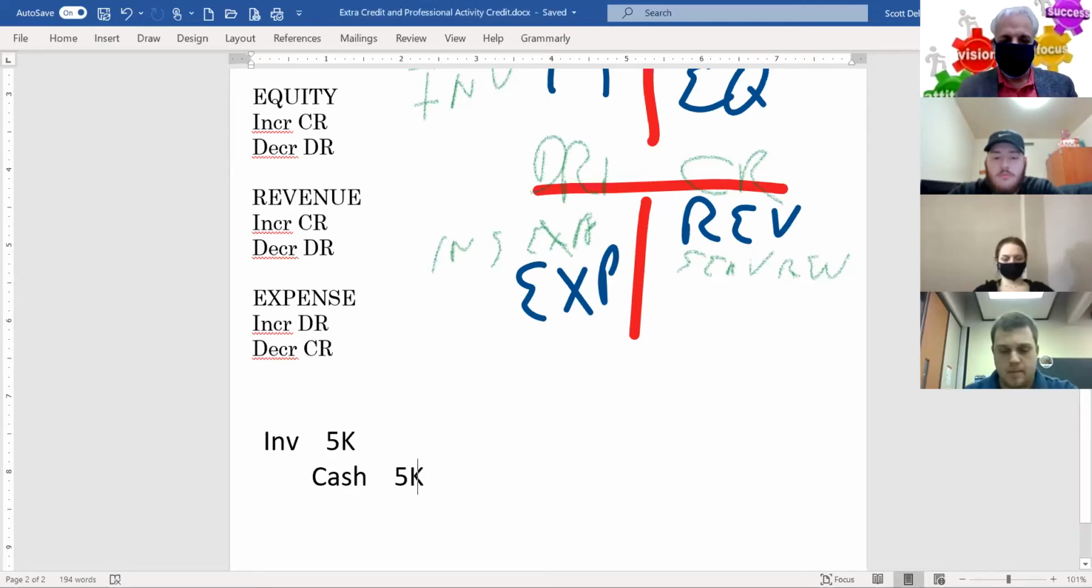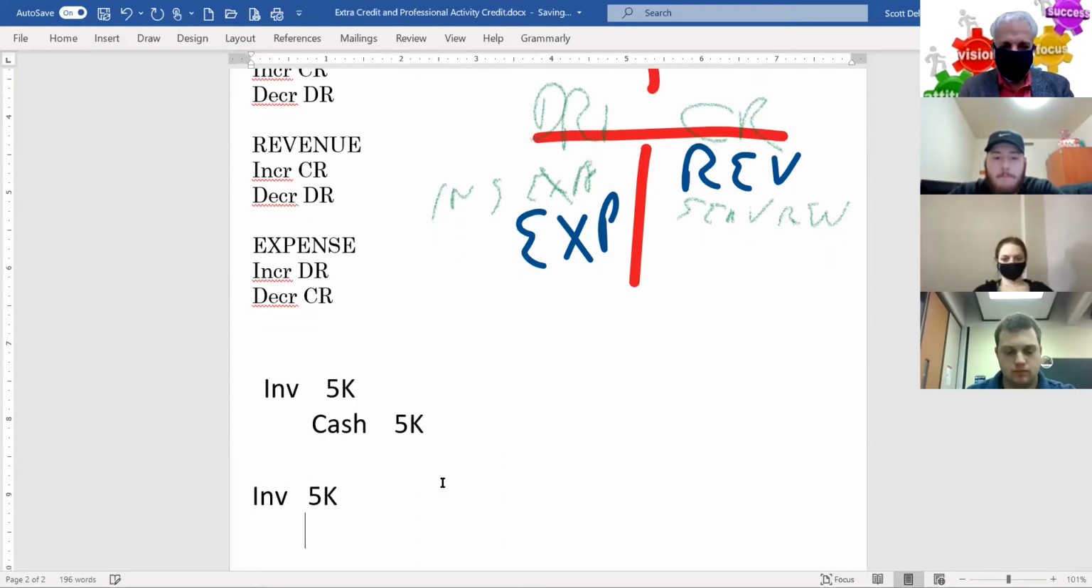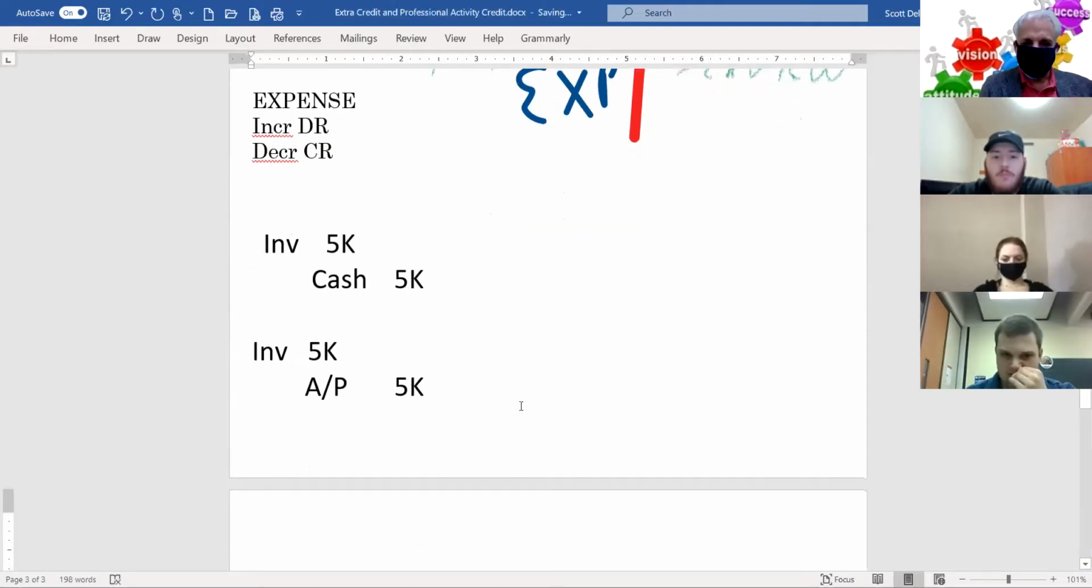But what if we decided, I'm going to buy that same inventory, $5,000 worth, but I'm going to put it on account. So this time, one asset went up, inventory, one liability went up, accounts payable. Our total assets went up 5,000. Our total liabilities and equity went up 5,000, but we're still in balance. And then I pay the bill.